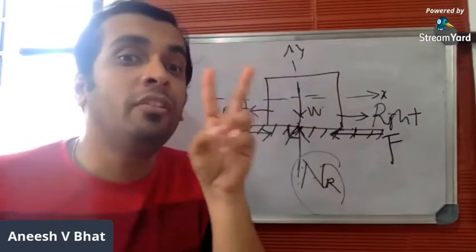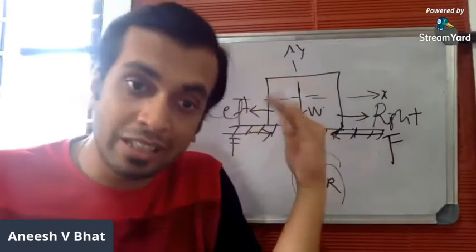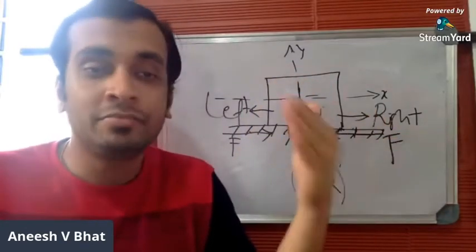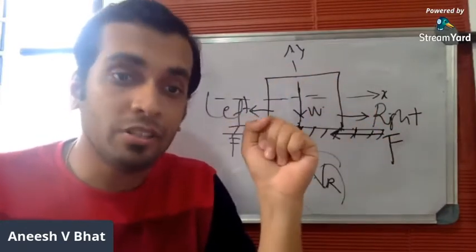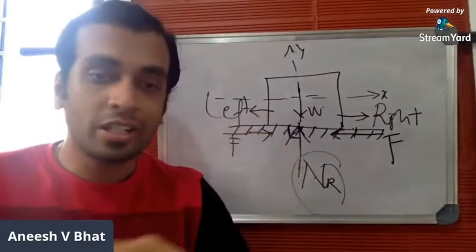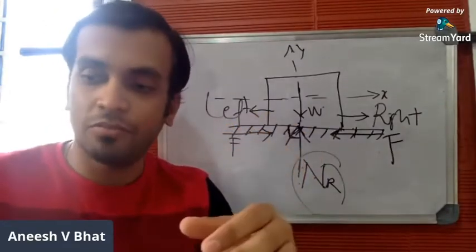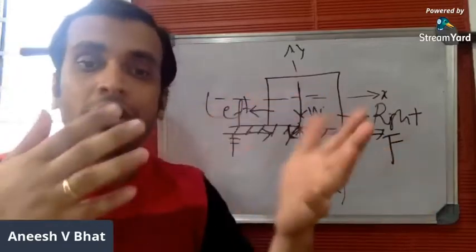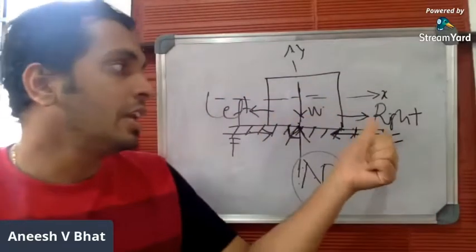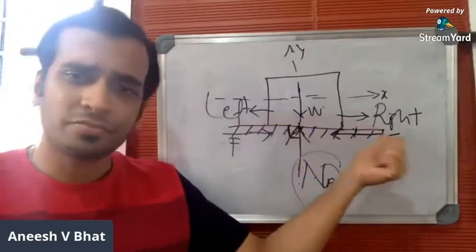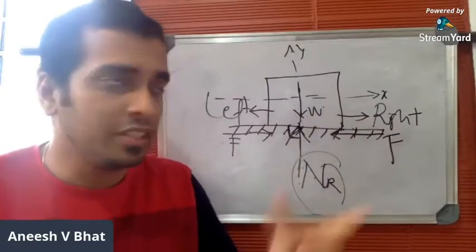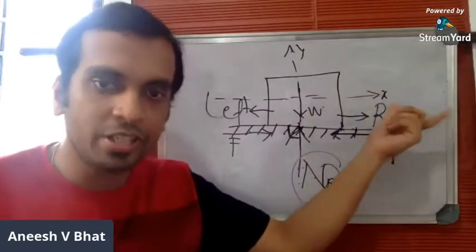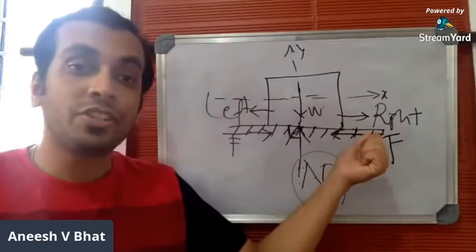So here the surface offers two reactions, whereas in the previous part on equilibrium, we were not considering the motion of the body. The body was assumed to be stationary or under equilibrium. That's why the frictional force was not considered. Now here the body moves either horizontally to the right or horizontally to the left, so you have to mark the frictional resistance as well.